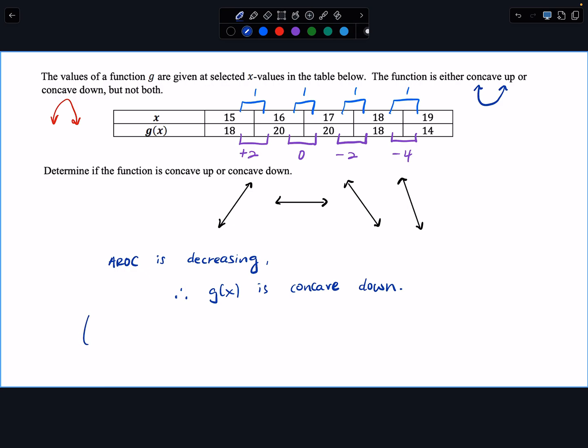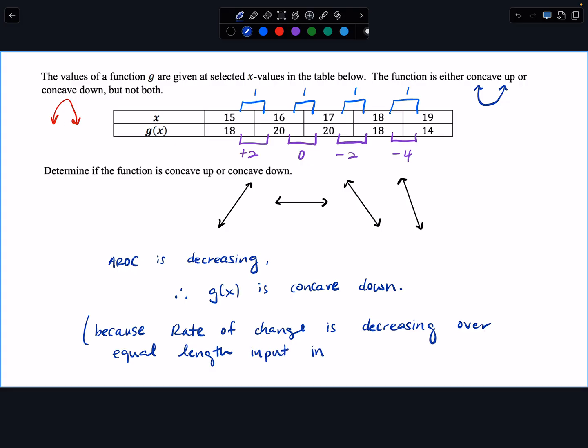And then just for your notes, we're going to say also because the rate of change is decreasing over equal length input intervals. What that means is the difference between the x's was always 1. It's the same.